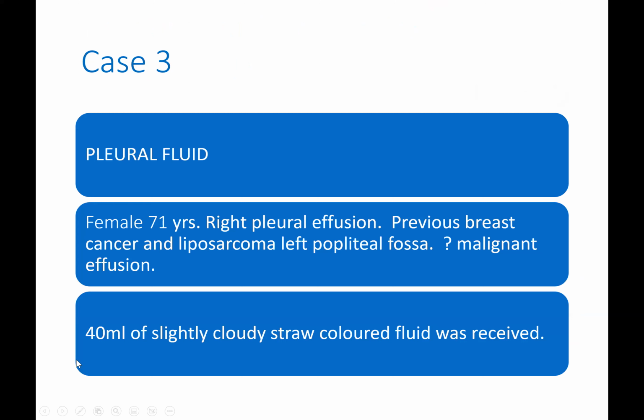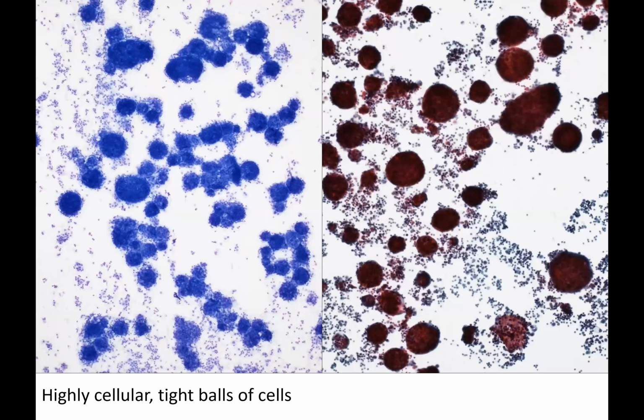Next case is a pleural fluid in a lady of 71 with a history of previous breast cancer and also a liposarcoma, and the effusion was malignant. You can see on the cytology it's very cellular and it's composed of these extremely tight balls of cells standing out against the background.